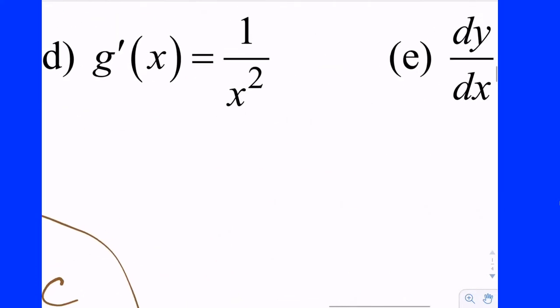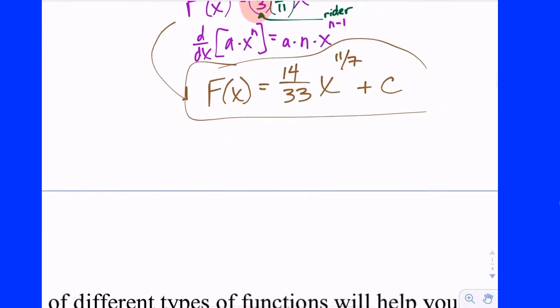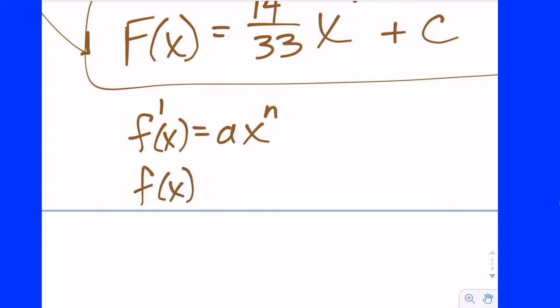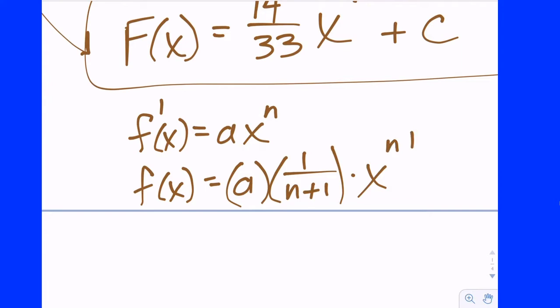Add and divide. It works. That right there is called the power rule. So let's go ahead and do that. If f prime of x equals a times x to the nth power, then f of x is going to equal a times 1 over n plus 1 times x to the n plus first power.